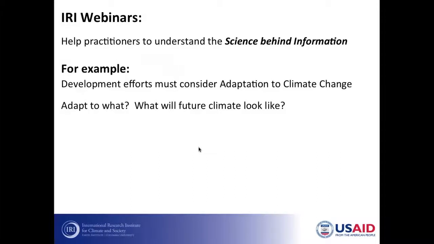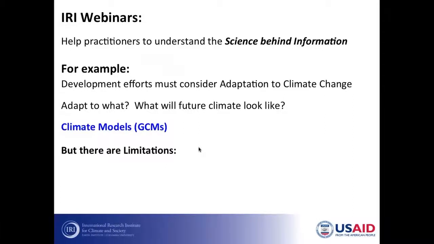For example, development efforts must consider adaptation to climate change. But then the first question that a practitioner asks is, adapt to what? What will future climate look like? The best tools available that we have for projecting possible future climate are the climate models, the GCMs. And one of the webinars will be oriented to discuss these climate models.